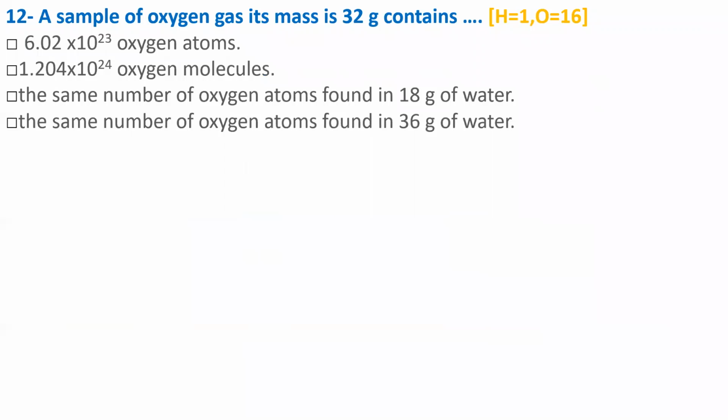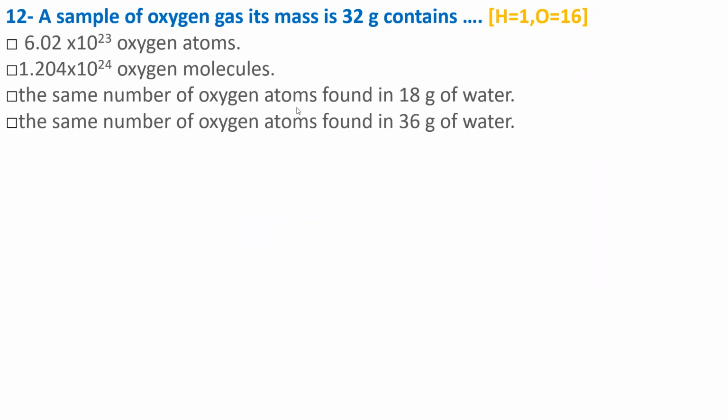Number 12, a sample of oxygen gas, its mass is 32, contains what? Oxygen gas O2. O2 means that 32 is the molar mass. We have 1 mole. 1 mole contains 2 atoms, 2 moles of atoms. So 2 times Avogadro. So number 1 is cancelled. We have 1 mole of oxygen molecules, Avogadro's number of molecules.